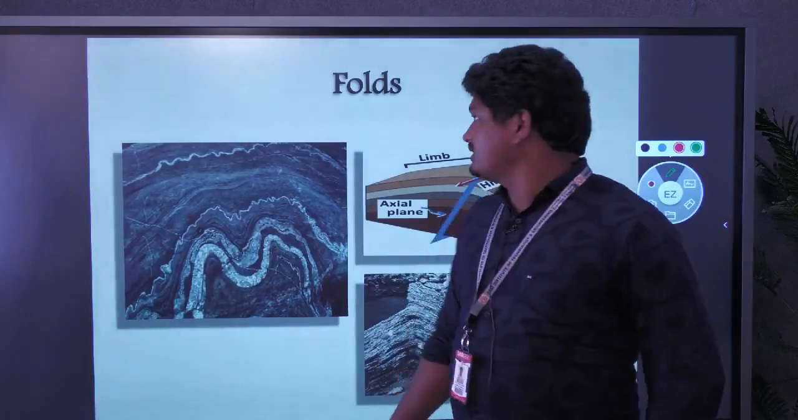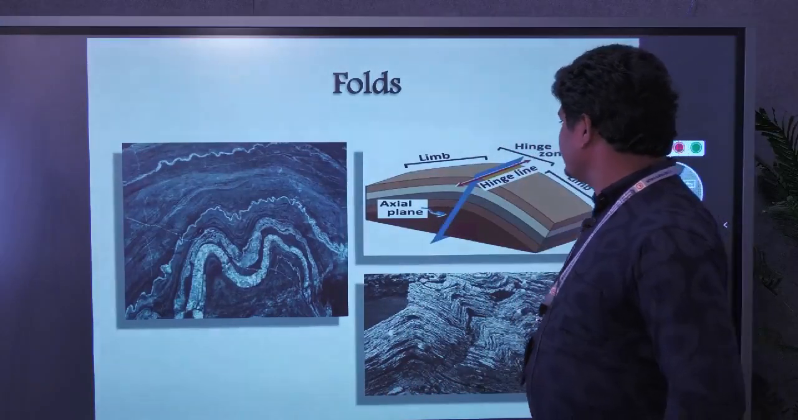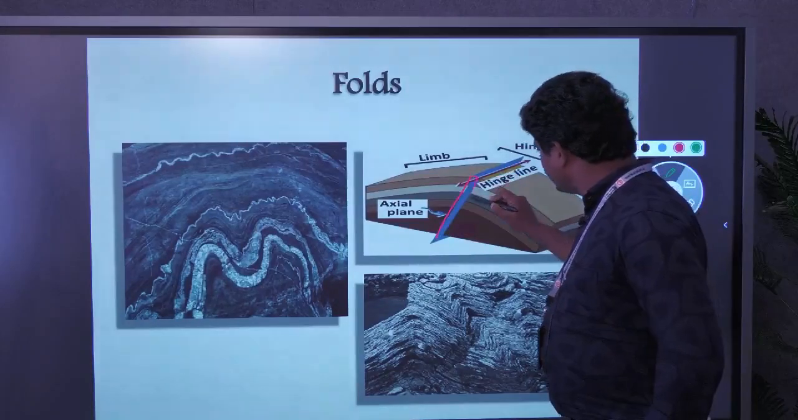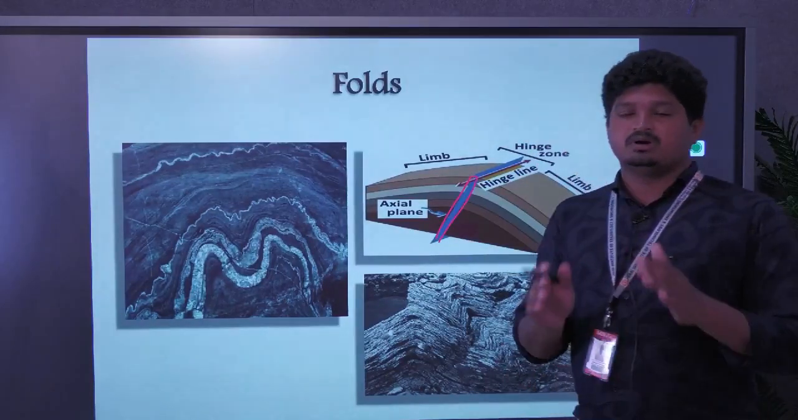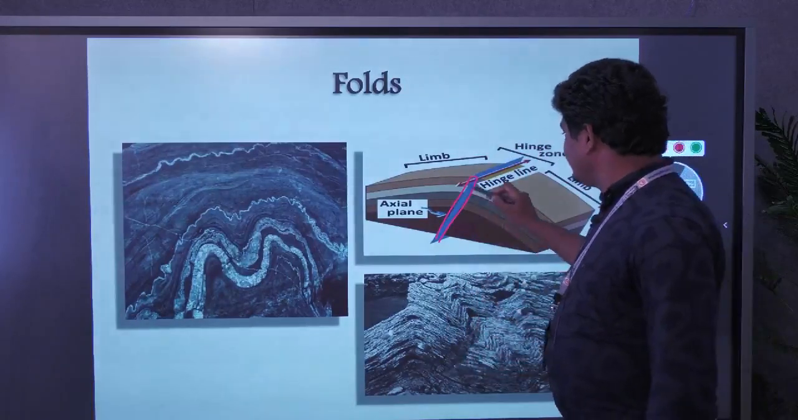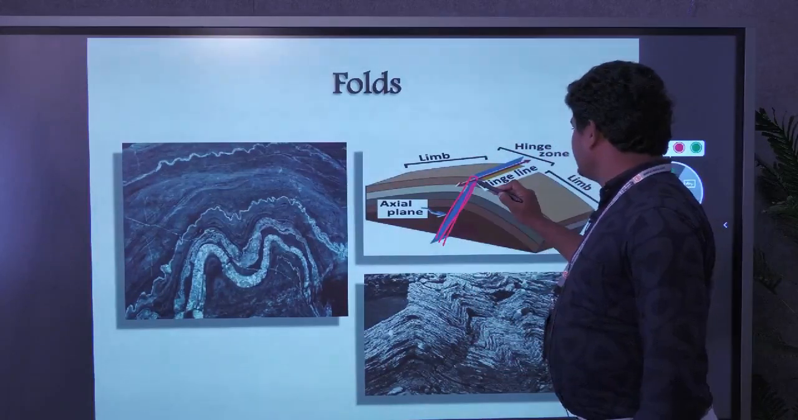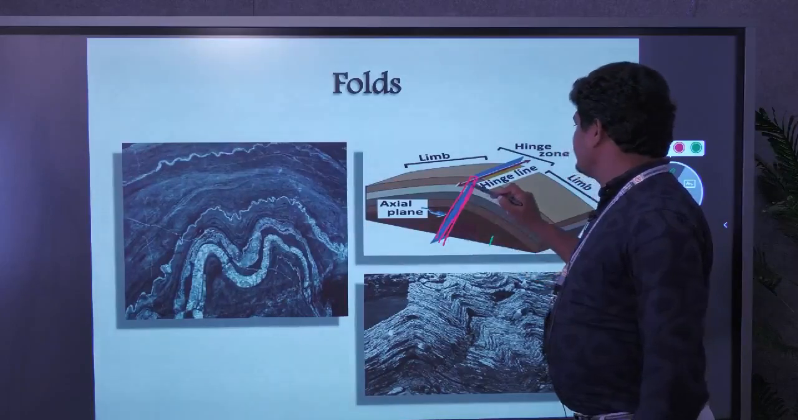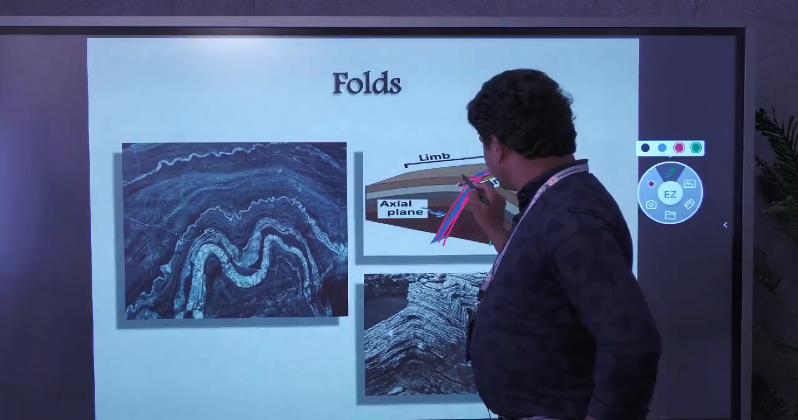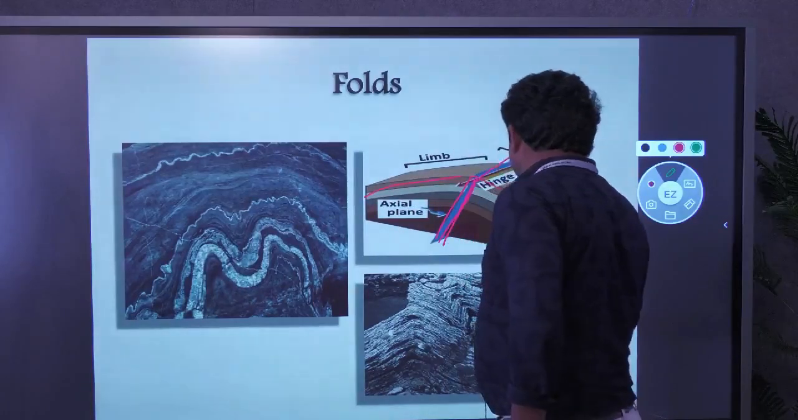So folds have different parts. The axial plane is an imaginary line. When cutting into any fold, the exact center point is called the axial plane. That vertical is the axial plane, and the horizontal is called the hinge line. Both edges are called the limbs.